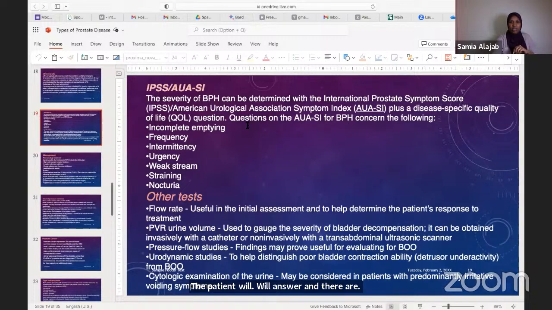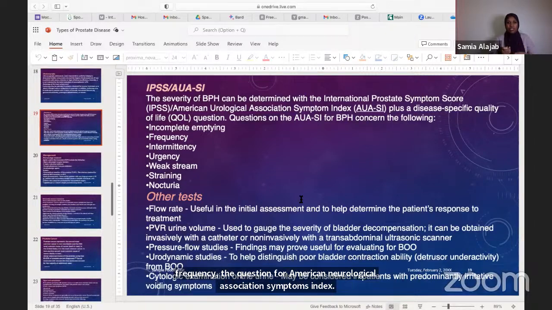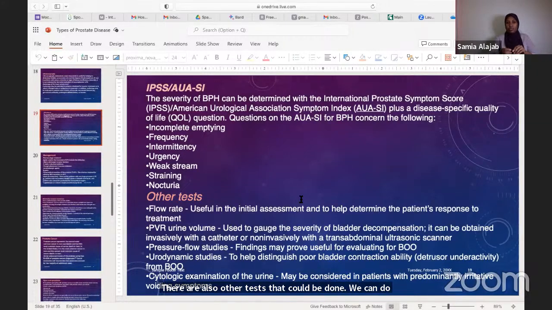Some of the questions for the American Urological Association Symptom Index are about incomplete emptying, frequency, intermittency, urgency, weak stream, straining, and nocturia. There are also other tests that could be done. We can do the flow rate. This is useful in the initial assessment and can help determine patient response to treatment.